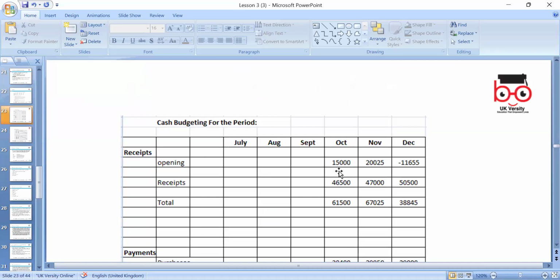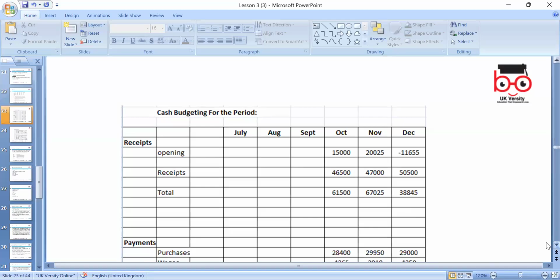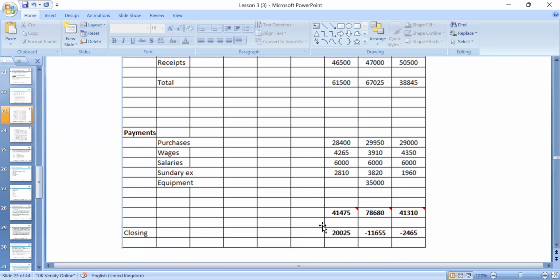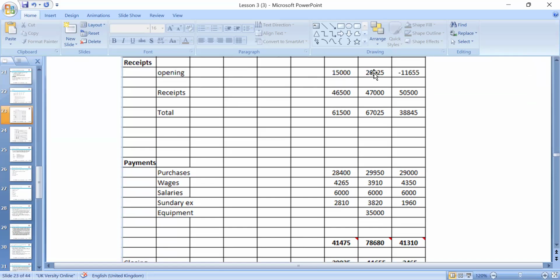So we can say in our opening balance, we have receipts we will get in October. That's total money in October, November and December. So we can look at how much money will be outgoing as payments. We have wages, we have salaries, we have sundry expenses. So that's outgoing, that's incoming. The difference is my closing balance. So this month's closing will be next month's opening. Yes, so you carry on doing that.